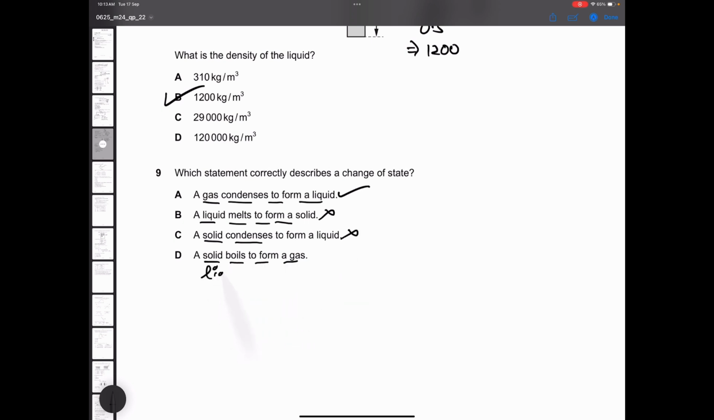A liquid boils to form a gas. This is also incorrect. So our correct answer will be 9A. A gas condenses to form a liquid. Water vapors condense to form liquid. So option A will be correct.